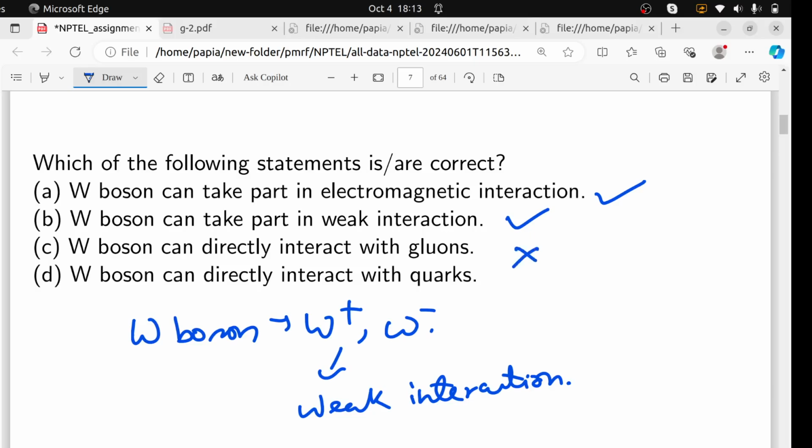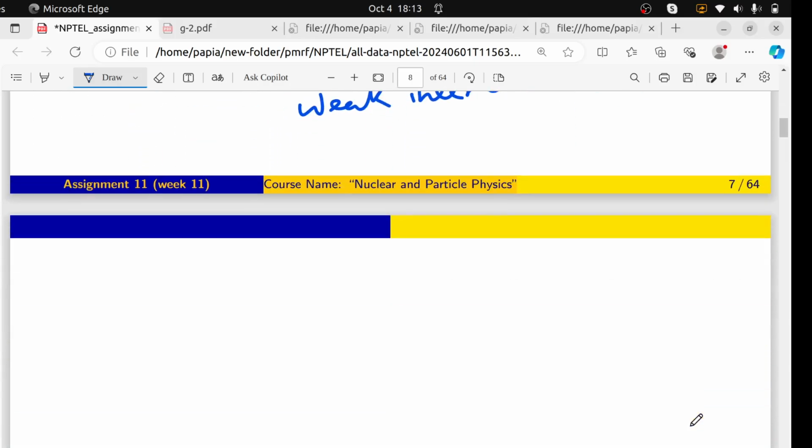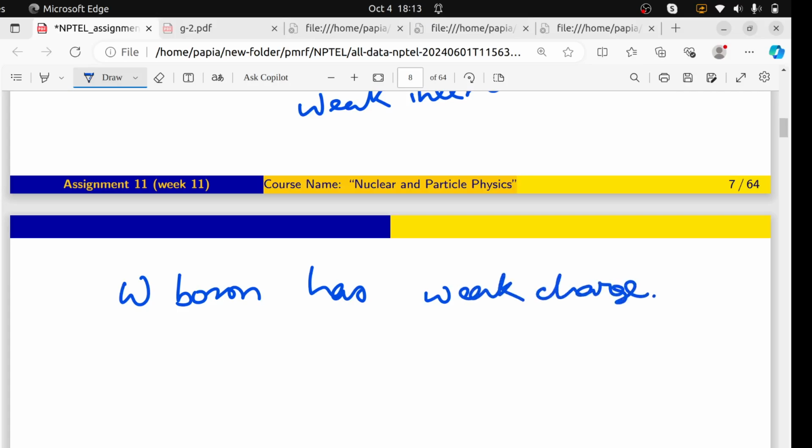Now W boson can directly interact with quarks. Okay. So in this case, W boson has weak charge, because that is the mediator for weak interaction. Now the main thing is whether quarks have weak charge or not. If quark has weak charge, then that will directly interact with W boson. If it does not have any weak charge, then obviously it will not directly interact with W boson. Now let me see whether quark has weak charge or not.